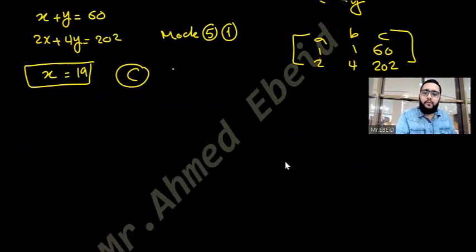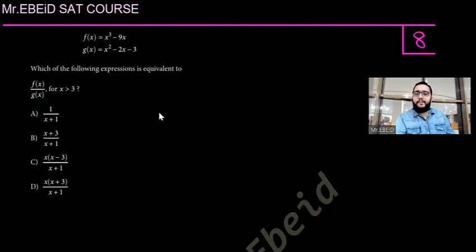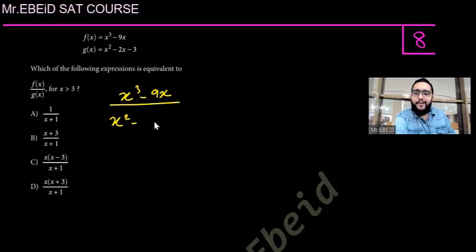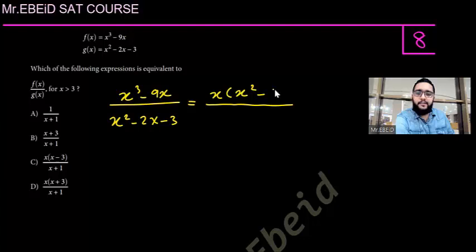Question 8, we have f of x equals x cubed minus 9x, and g of x equals x squared minus 2x minus 3. Which of the following expressions is equivalent to f of x over g of x? So we have x cubed minus 9x over x squared minus 2x minus 3. You have to factor the numerator and the denominator. We can take x as a common factor, so it will be x times x squared minus 9. For the denominator, x squared is x and x, and 3 will be 1 and 3, with a negative sign here and a positive 1 here.